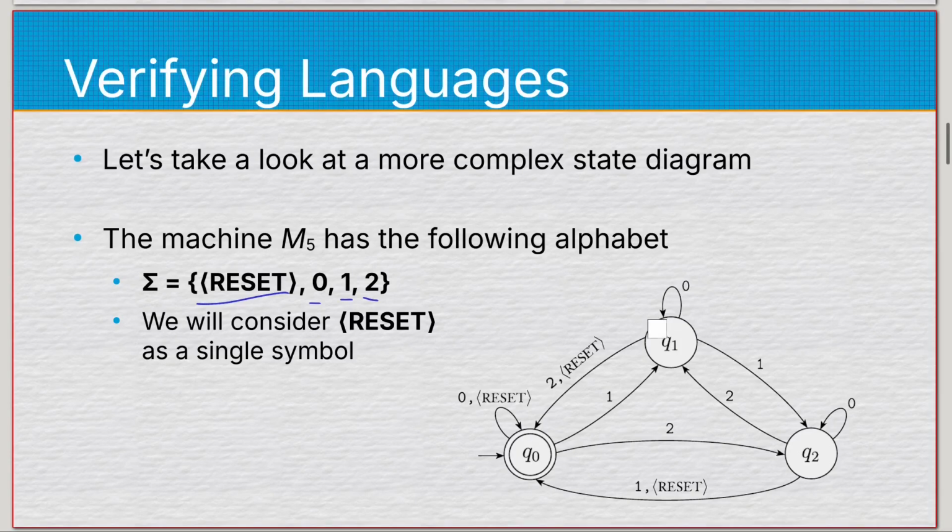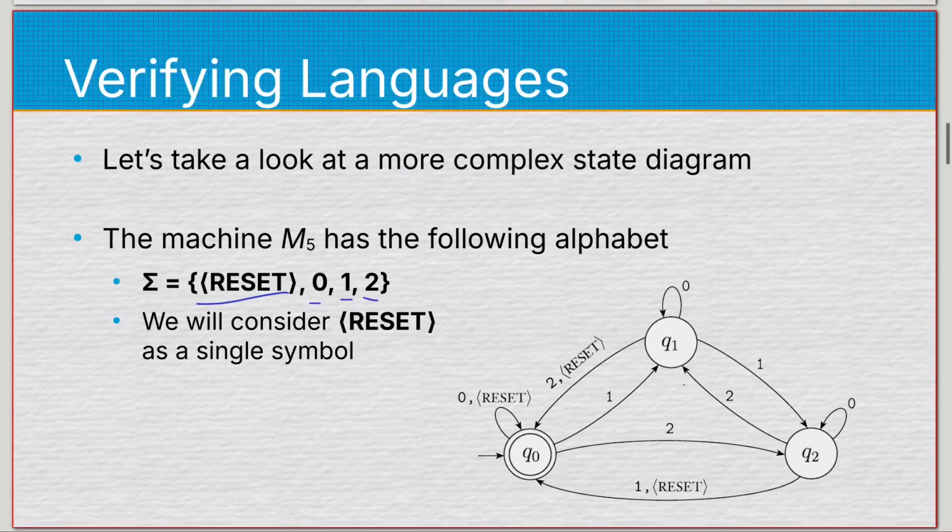On reset, it goes back to Q0. On 0, it loops. On 1, it goes to Q2. And on 2, it goes back to Q0. That's all 4 of those. And on Q2 here, we have reset going back to Q0, 1 going back to Q0, 0 looping on itself, and 2 actually going back to Q1.